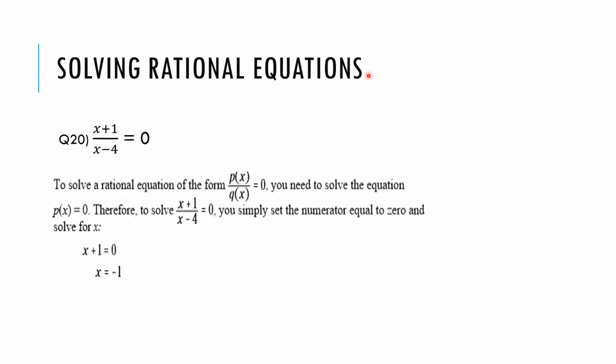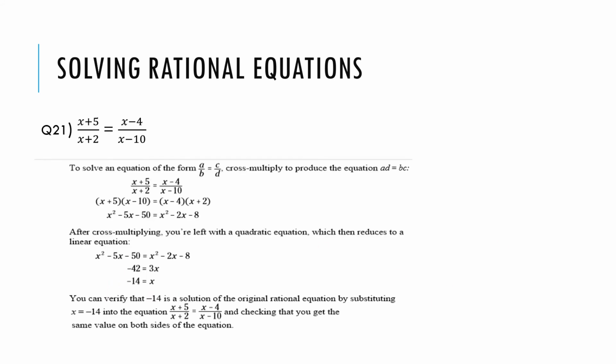Okay, solving rational equations. (x plus 1) over (x minus 4) is equal to 0. To solve a rational equation of the form p(x) over q(x) is equal to 0, you need to solve the equation p(x) is equal to 0. Therefore, to solve this, you simply set the numerator equal to 0 and solve for x. x plus 1 is equal to 0 and x is equal to minus 1.